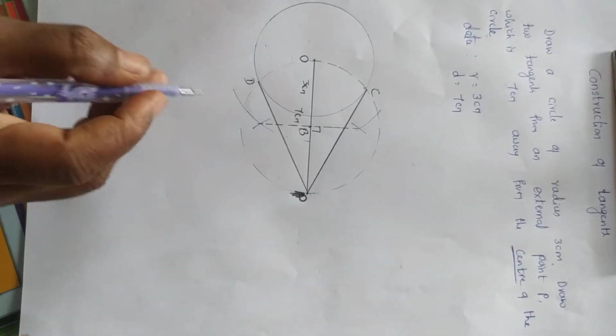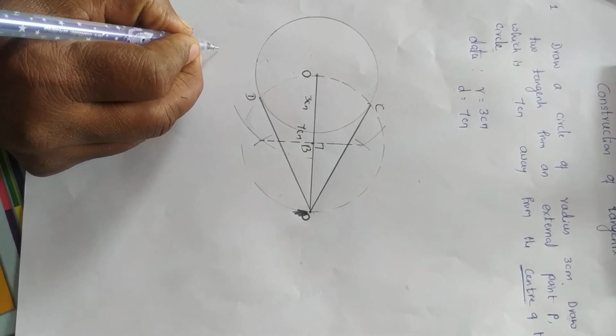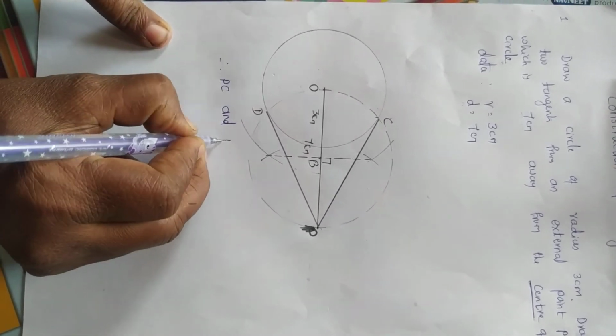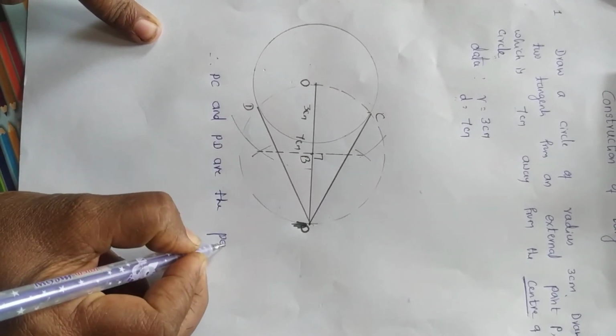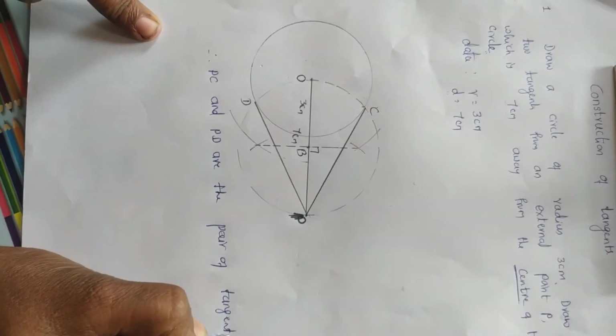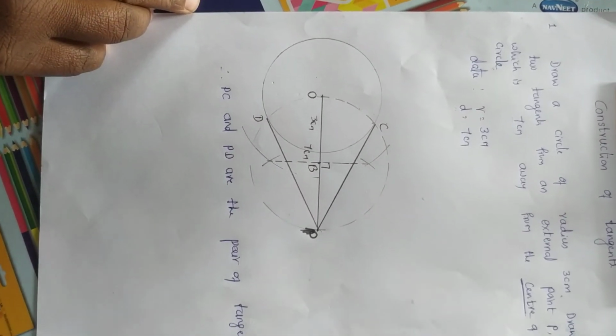So this is the procedure of construction of pair of tangents. Finally we need to write here, therefore PC and PD are the pair of tangents. This way we have to do the construction of pair of tangents.